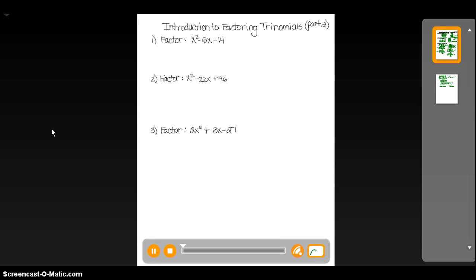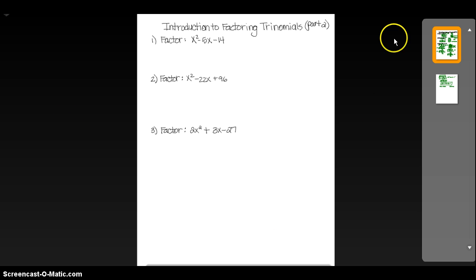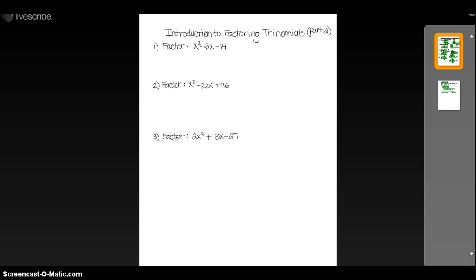All right, so let's look again at how we factor our trinomials. So you just went through an activity where you learned how to pick the two factors who have a product of one number but who have a sum of another number. So let's look at this first one, x squared minus 5x minus 14.